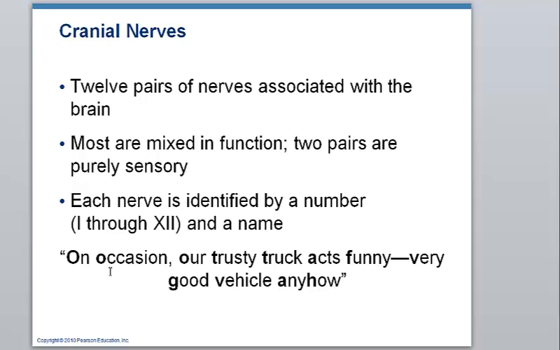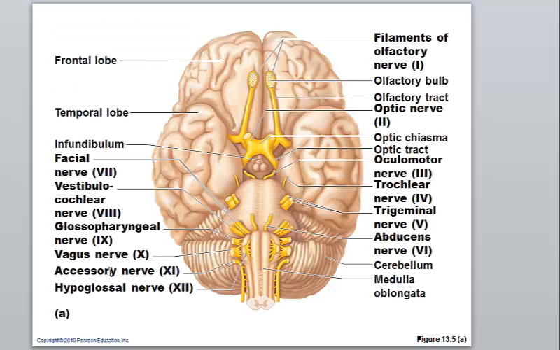And how do you remember all 12 of them in order? By help of a mnemonic. There are a lot of mnemonics found online, but the one that your textbook prefers is: On Occasion Our Trusty Truck Acts Funny, Very Good Vehicle Anyhow. This is in order. All 12 nerves are named in order. The first O stands for olfactory, next optic, next oculomotor, then trochlear, then trigeminal, abducens, facial, vestibulocochlear, glossopharyngeal, vagus, accessory nerve, and hypoglossal nerve. All 12 of them. You need to know all these cranial nerves in order, and their Roman numerals. Okay?